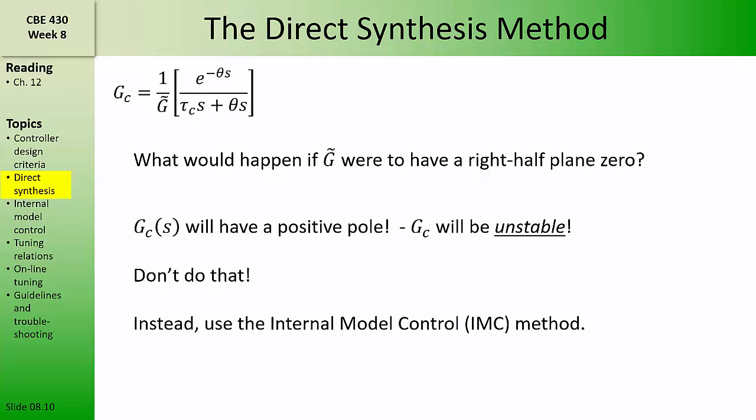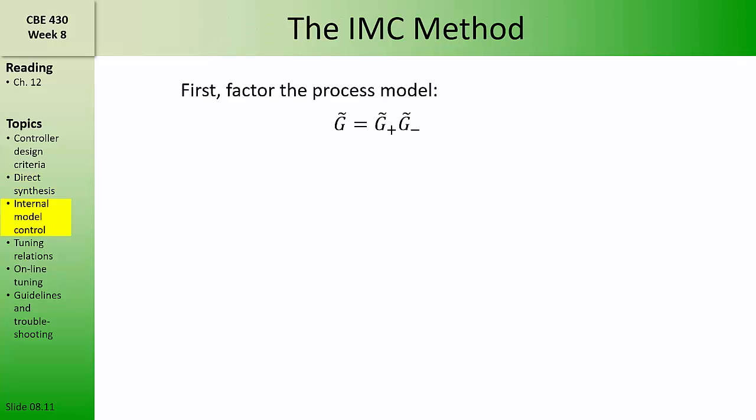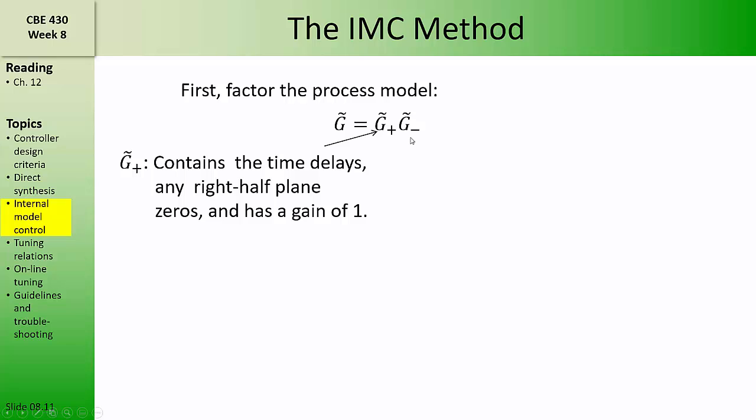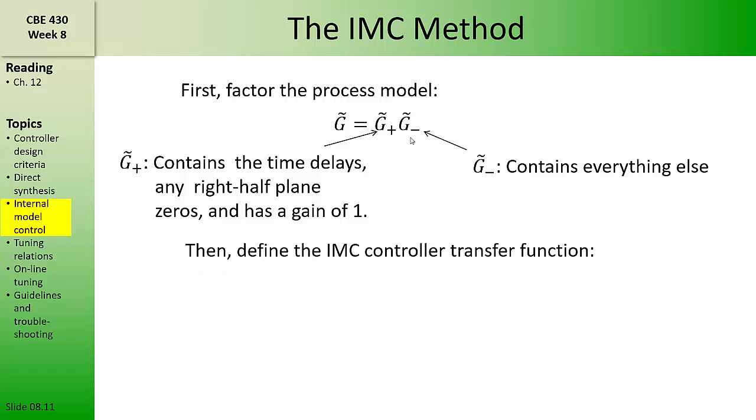The IMC method generalizes the direct synthesis method and offers a strategy for dealing with right half plane zeros in G tilde. We first factor our process model into 2 parts we'll call G tilde plus and G tilde minus, where G tilde plus contains the time delays and any right half plane zeros, and it has a gain of 1. G tilde minus then contains everything else, including left half plane zeros and all of the poles of the G tilde model transfer function.